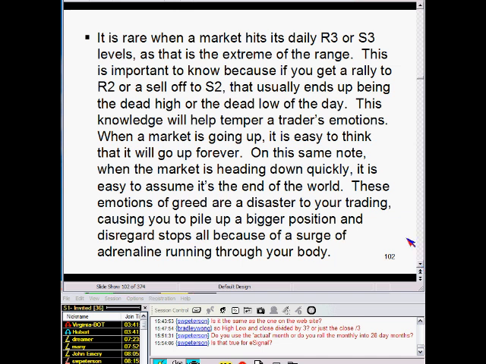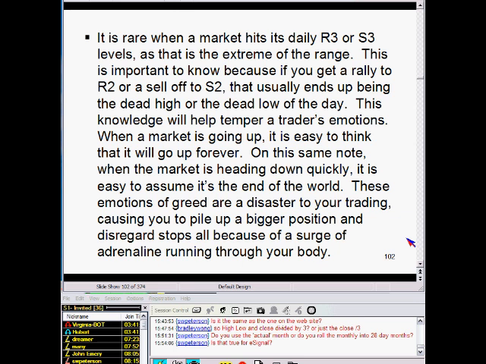The other thing that's important to realize with pivots is that it is very, very rare for a market to hit its R3 or its S3 levels, because that's a real extreme move of the day. This is going to help keep a trader emotionally balanced and tempered, because what will happen, and I see this all the time, is when the market starts rallying or falling, people just lose all rational thought. It's like, oh wow, the market's rallying, we're going to go up forever. Or the market's falling, this is going to be a crash day. Well, by the time you get to like R3 or S3, guess what? The move is basically over.